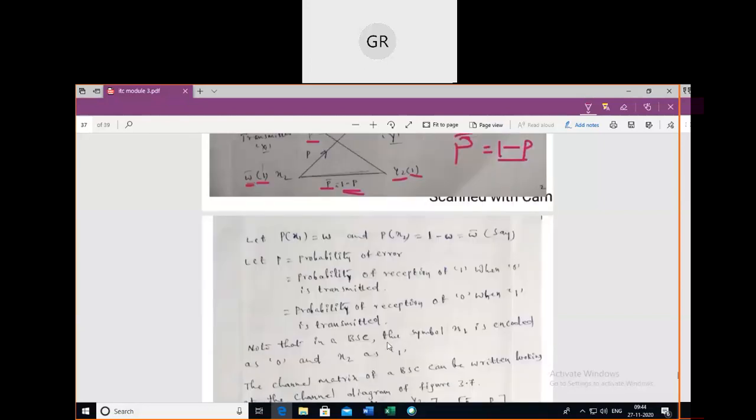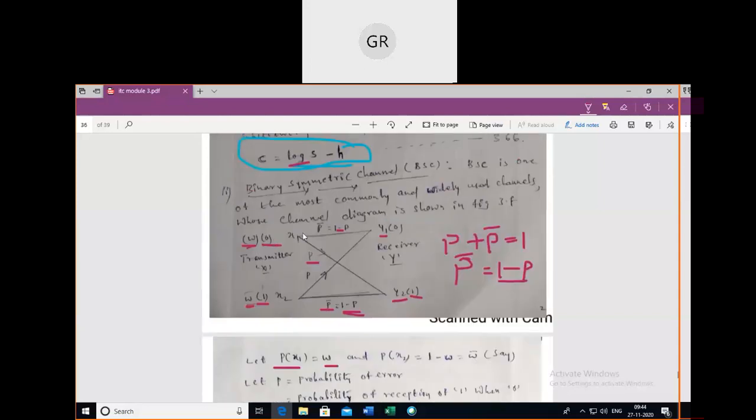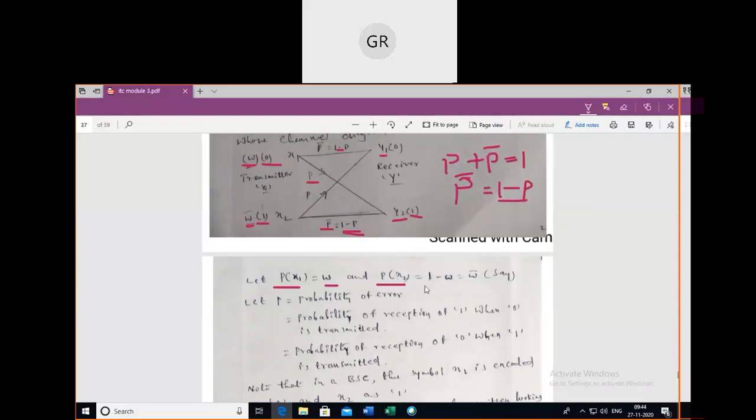Next, P of x1, the probability of the x1 symbol, is W, as already mentioned here. P of x2 is equal to 1 minus W, that is called W bar here. W plus W bar equal to 1. Then W bar is equal to 1 minus W.